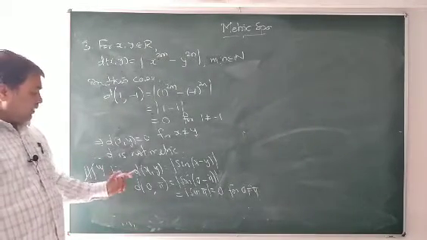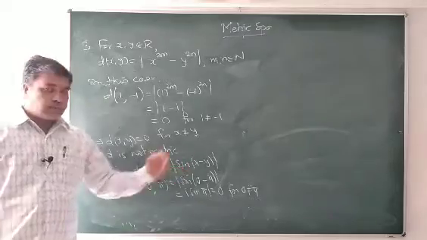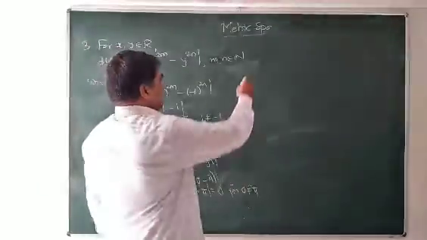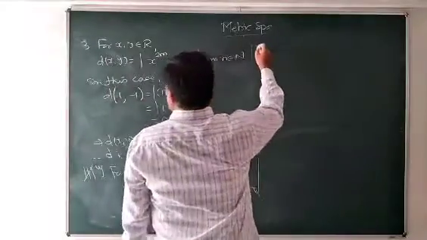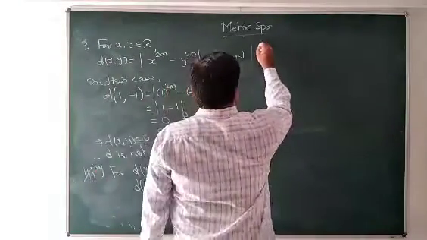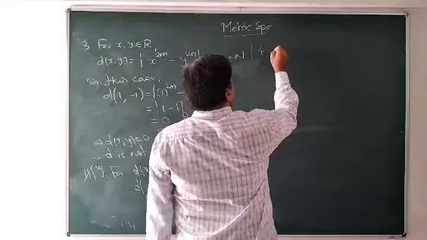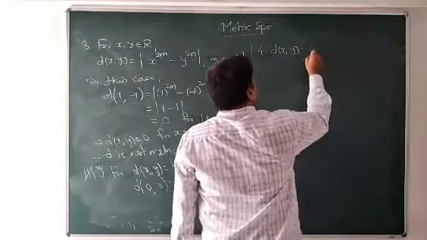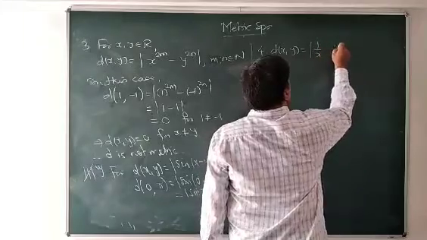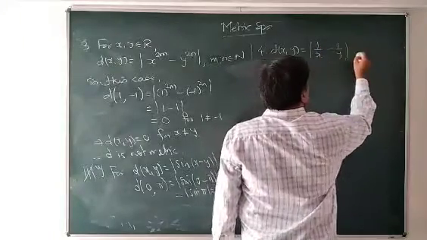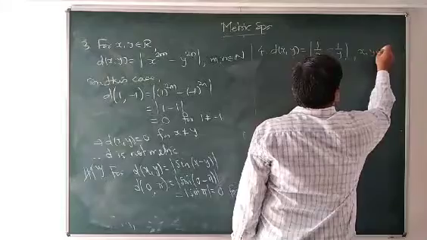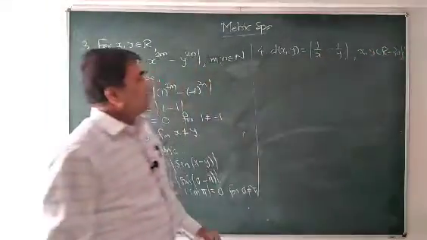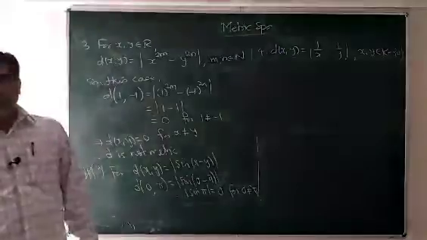Similarly, if I take the function d of xy is mod of cos of x minus y, it is not a metric. Now, if I take another example, say d of xy is equal to mod of 1 by x minus 1 upon y, where xy belongs to R minus 0, then whether this function is metric or not.